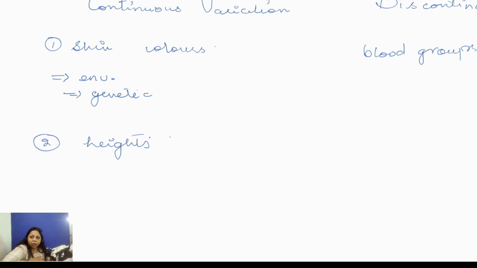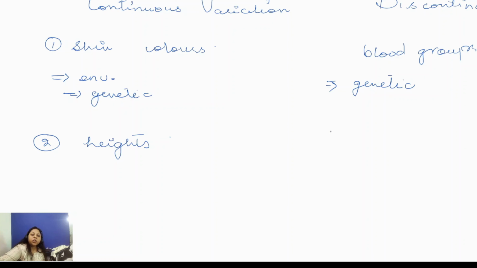Okay, the second thing is the discontinuous one. This discontinuous variation can only be determined or changed by genetic factors. For example, blood group. Blood group is not possible to get affected by the environment. It won't happen that if it's cold weather you would get B, if it's hot weather you'll get A. It doesn't change, right? So in discontinuous variation, it is influenced only by genetic factors.